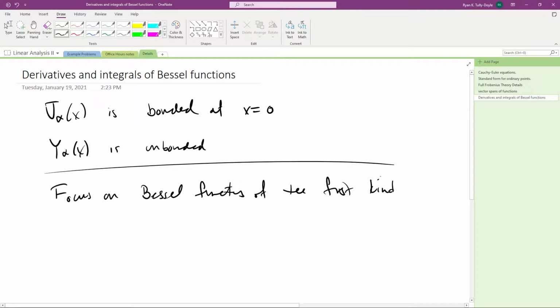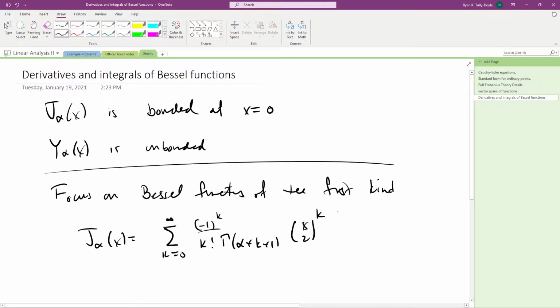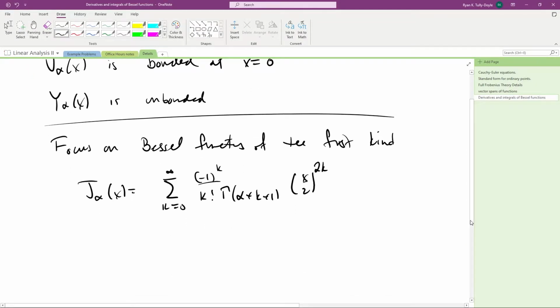And remember that those are defined by J alpha of x equals the sum from k equals 0 to infinity of (-1)^k over k! Gamma(alpha + k + 1) times (x/2)^(2k + alpha). So that's a series that defines it. It's a series of even terms. And from the formula, it's pretty easy to show that certain properties hold.